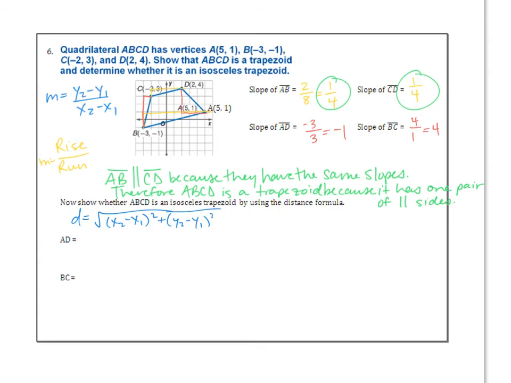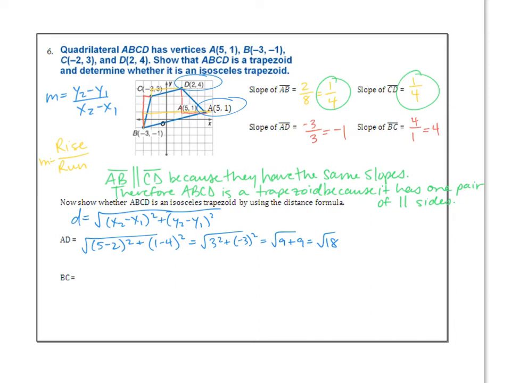Here we go. So from A to D, my points are right here. I just circled them, 5, 1, and 2, 4. So I'm going to go big square root. I'm going to go 5 minus 2 squared, and then 1 minus 4 squared. So I get 3 squared plus -3 squared, which is 9 plus 9, which is the square root of 18. And I'm just going to leave it like that because it's not a great number. You could change it to 3 root 2 if you wanted to simplify the radical.